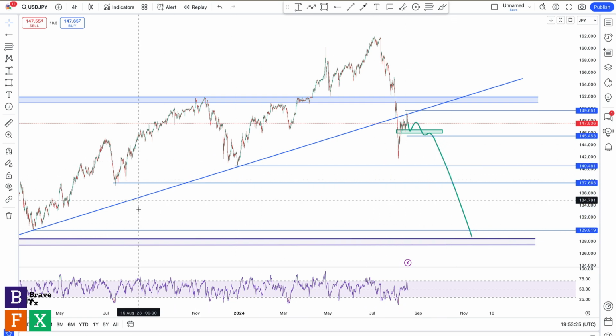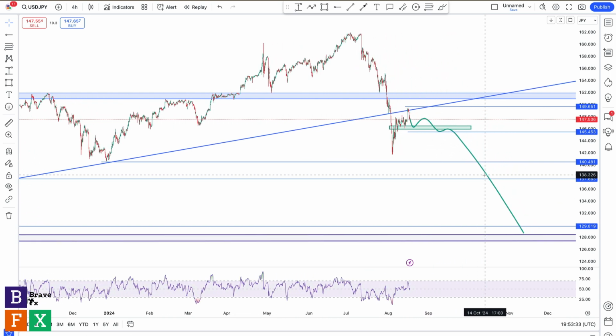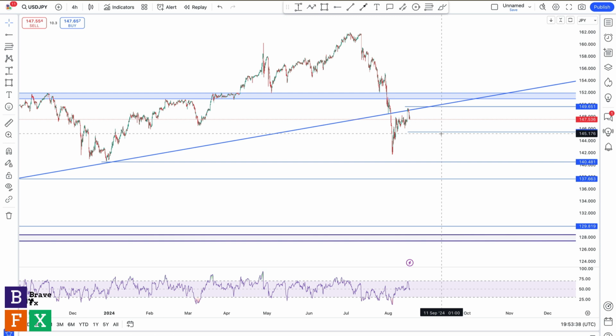Meanwhile, any of these levels in which you decide to take the whole of your profits, you're still going to be in decent profit. But overall, I don't see any reason why you want to buy USD-JPY right now. All I see is a sell trade opportunity, and I'm not going to go long for those trading USD-JPY.